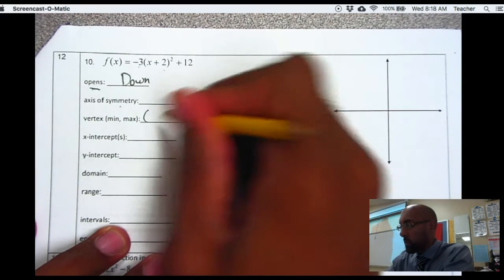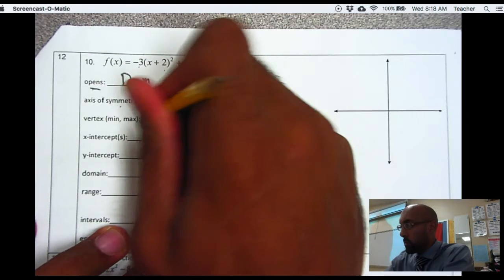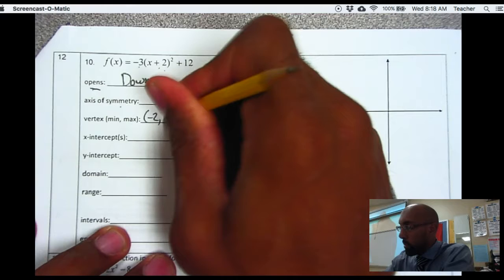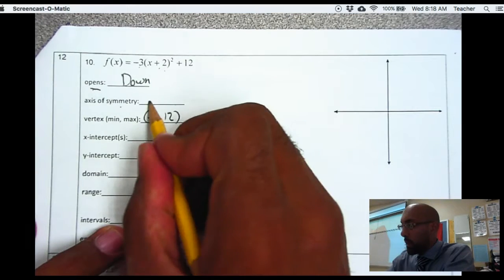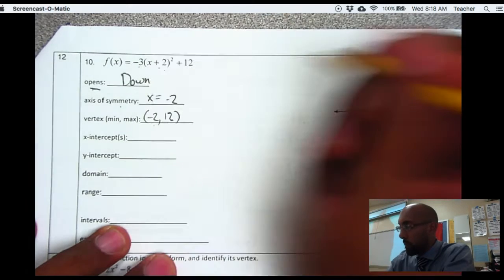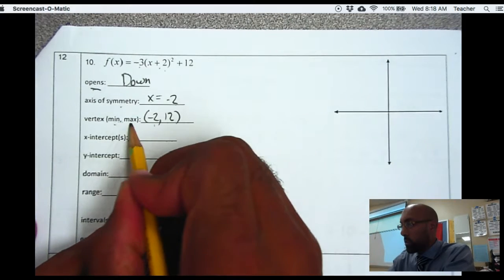So first I'm just going to say, what's the vertex? Okay, it's going to be negative 2, because remember, x is a liar. Then plus 12. So that means the axis of symmetry is x equals that same x value, negative 2.